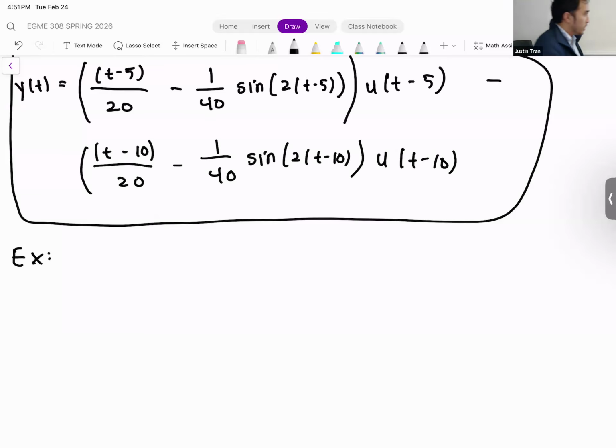Okay, so this example is a bit more applied. So we're not just going to be looking at a math problem now, but let's look at an RC circuit. All right, we're going to look at an RC circuit with a switch.